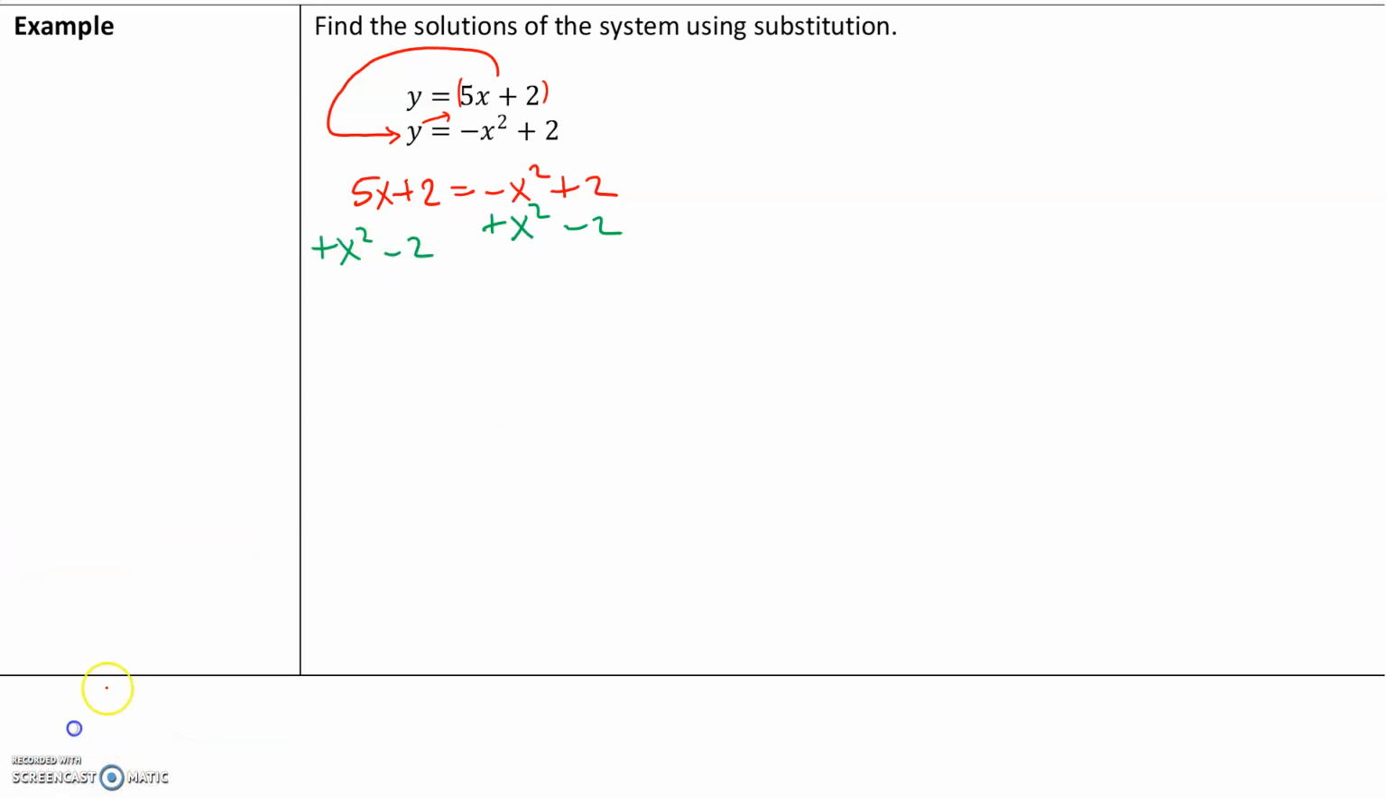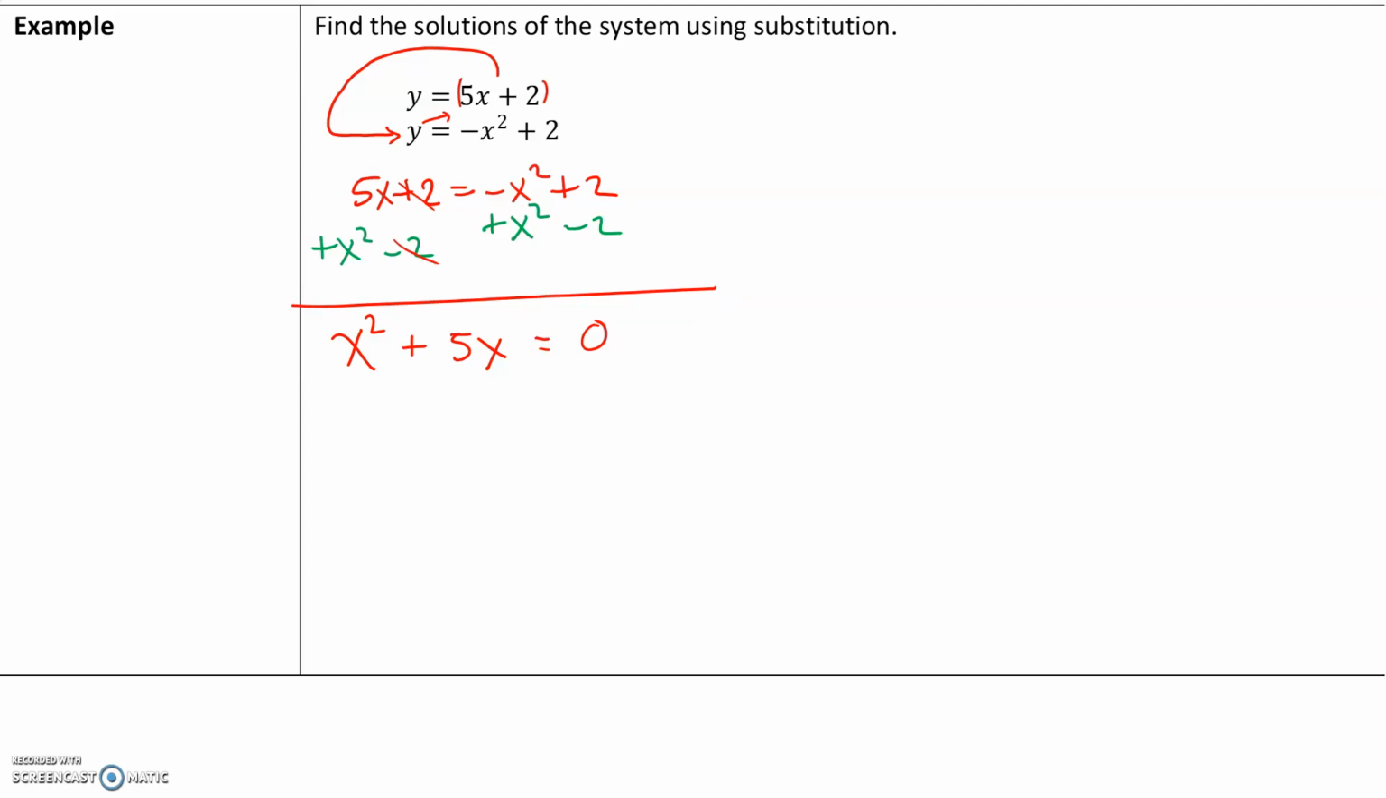So what happens when I do that? The x squared and 5x are not like terms, so I have to leave those separate. I have x squared plus 5x, and then the 2 minus 2 is going to be 0. So I get x squared plus 5x equals 0.